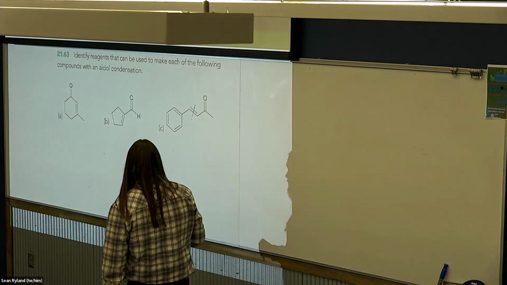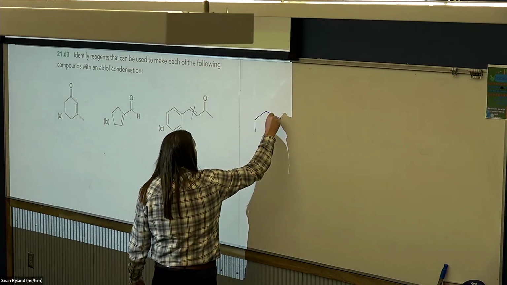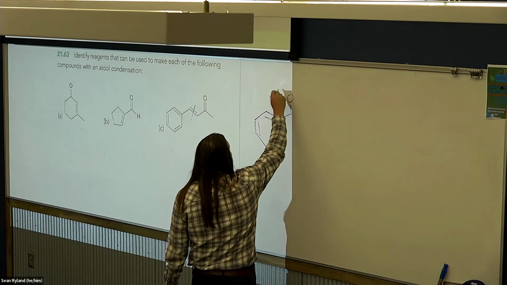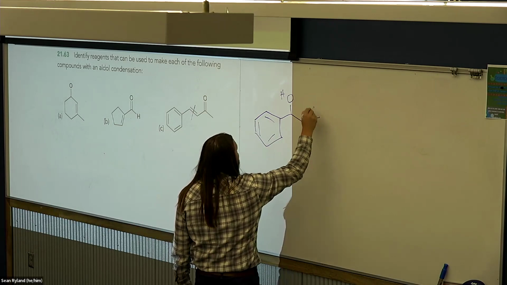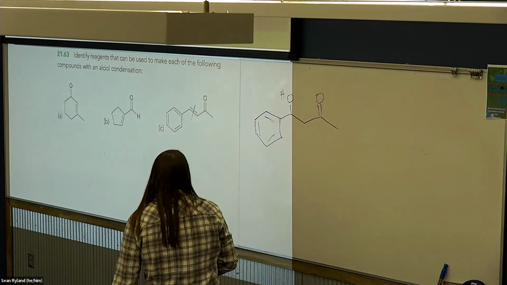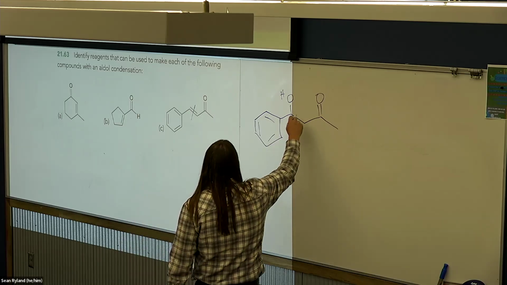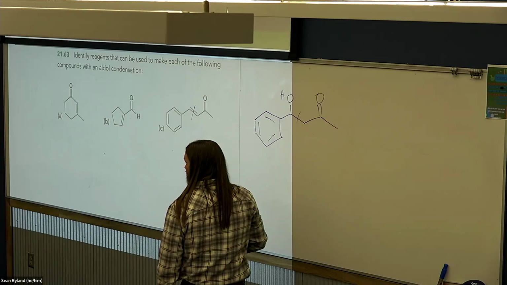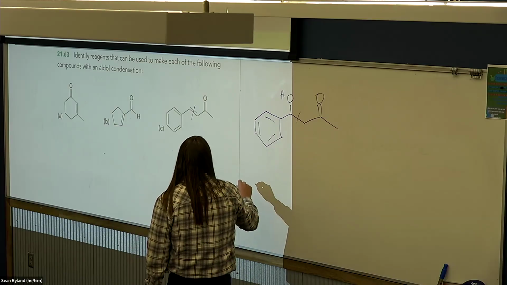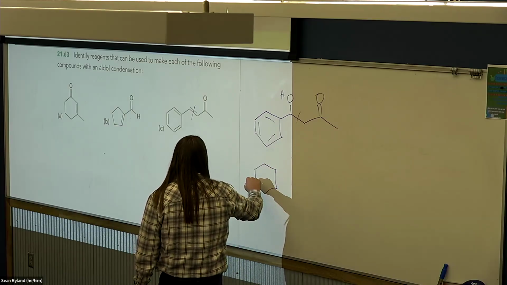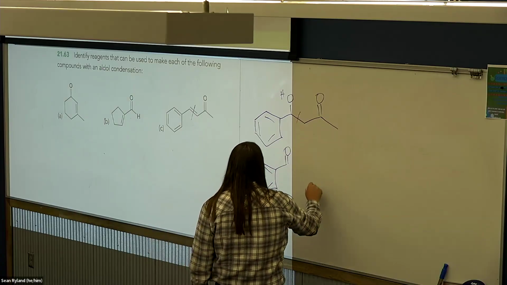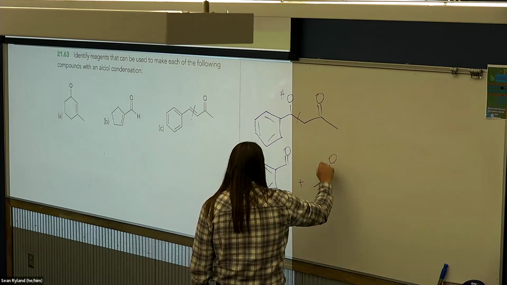So the aldol would look like this. There's our alpha beta bond. So that's the one that's cut when we're working this backwards. So our two carbonyls are benzaldehyde and acetone.